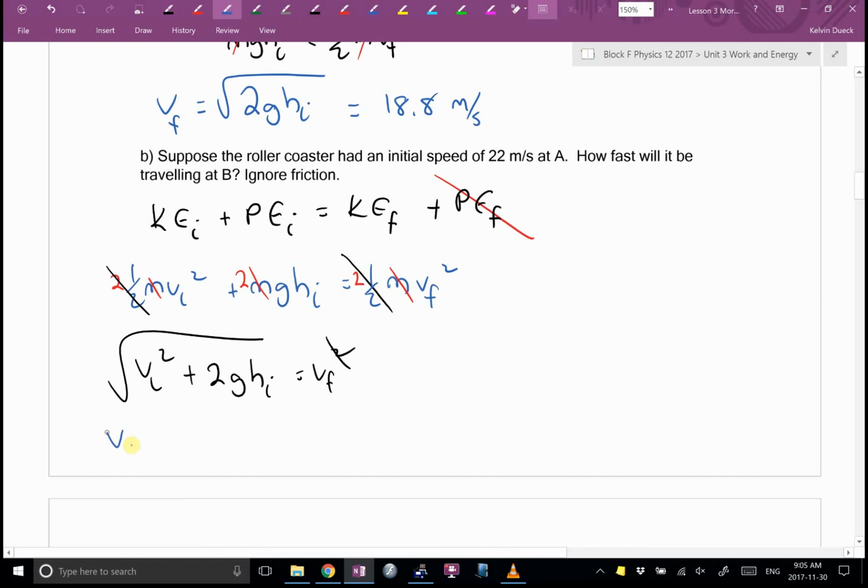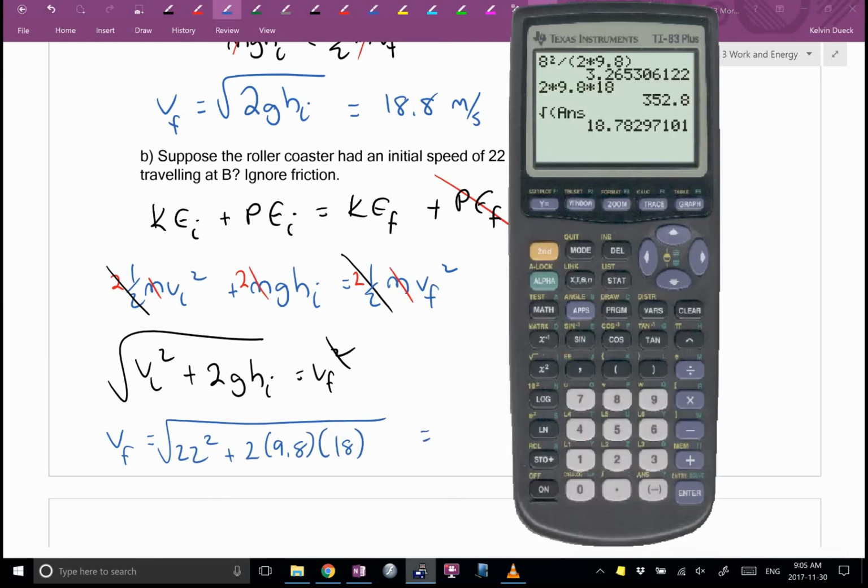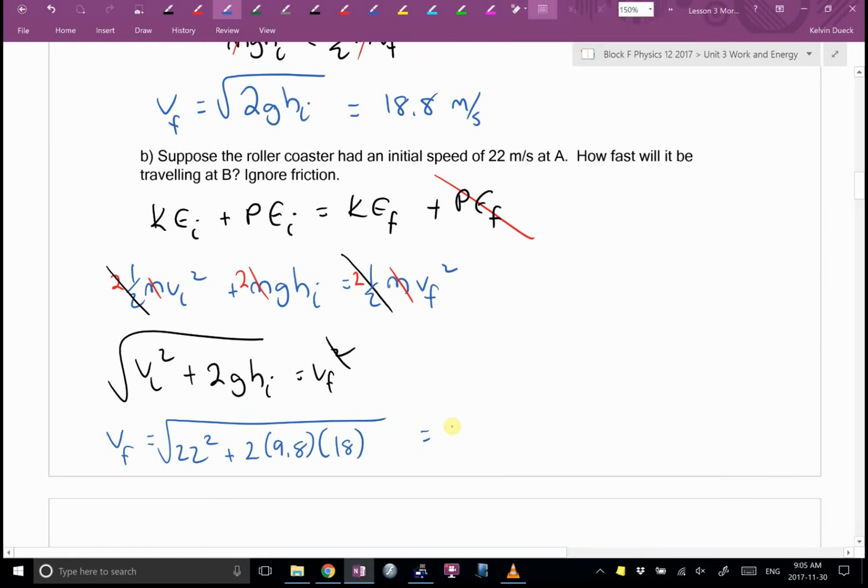So our final speed at the bottom is going to be the square root of 22 squared plus 2 times 9.8 times 18. All that. 22 squared plus 2 times 9.8 times 18. Oh, that's better. Little. 28.9 meters per second.